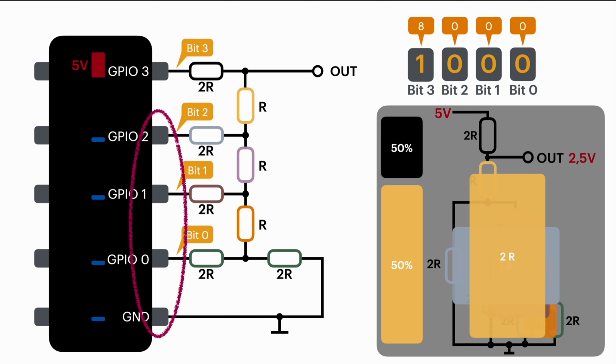So exactly 50%. At this point, you might say, wait a second, haven't we calculated before that the maximum value is 15? And now we have activated the most significant bit, which has the value 8. So shouldn't we end up at 8/15 of the input voltage of 5 volts, which would be a bit more than the 2.5 volts?